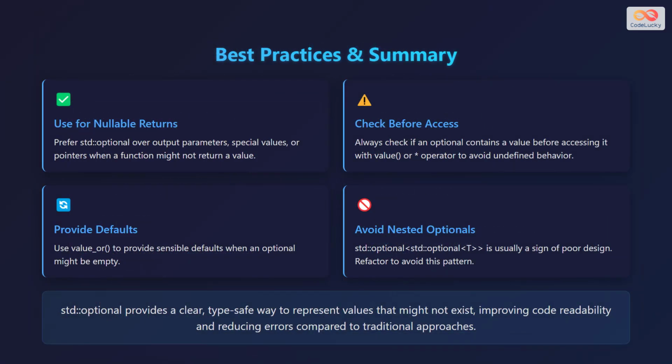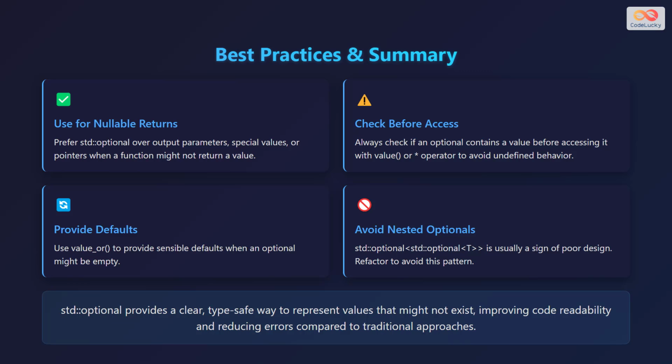Here are some best practices to keep in mind when using std::optional. First, use for nullable returns. Prefer std::optional over output parameters, special values, or pointers when a function might not return a value. Second, always check before access. Always check if an optional contains a value before accessing it with the value method or asterisk operator to avoid undefined behavior. Third, provide defaults. Use the value_or method to provide sensible defaults when an optional might be empty.